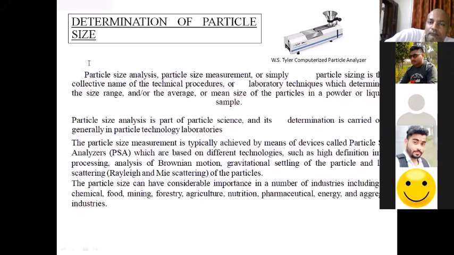Now we discuss determination of particle size. Sameer, is this sound coming through?